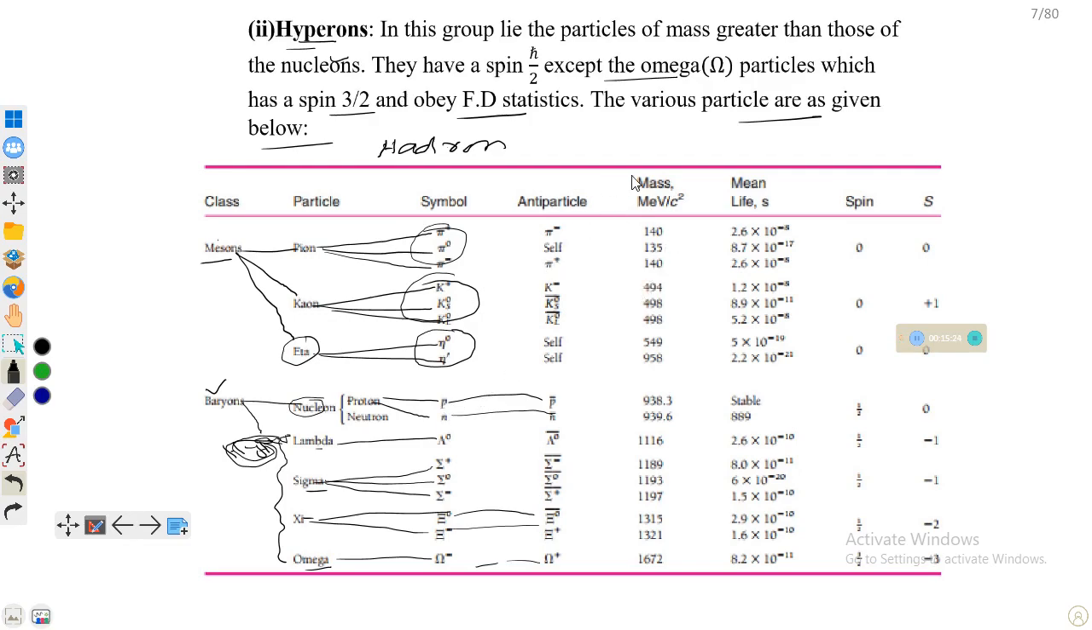So these are the categories of nuclear particles or elementary particles, and these are the spins of all the particles. You can see that mesons have zero spin, and baryons have spin h-bar over 2 or 3 h-bar over 2, except the omega particle, which has 3/2. And these are the strangeness values; we will discuss them in later lectures. So I will stop at this point, and we will meet again in the next lecture.